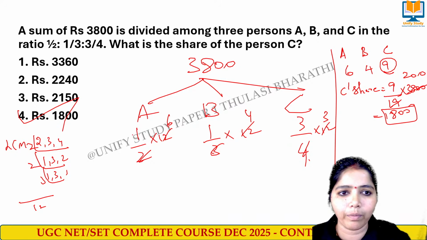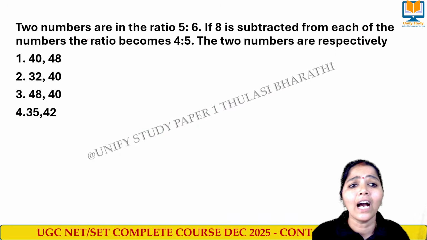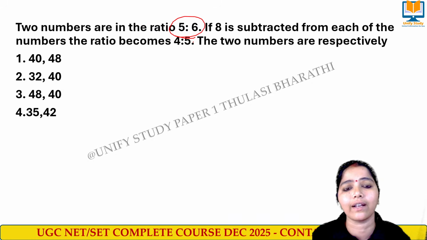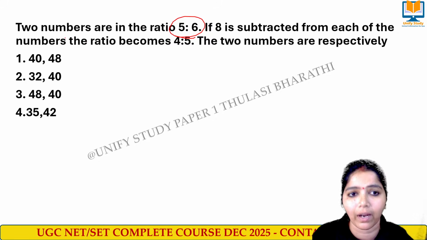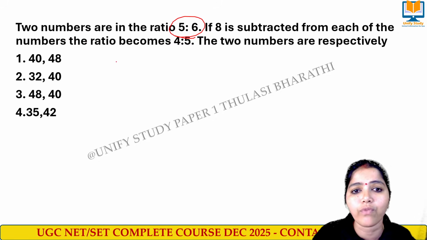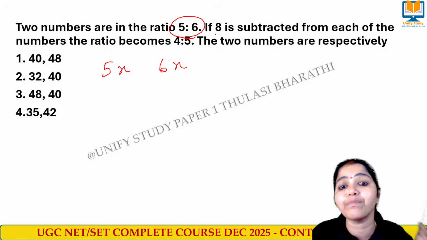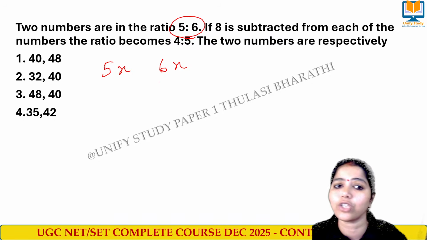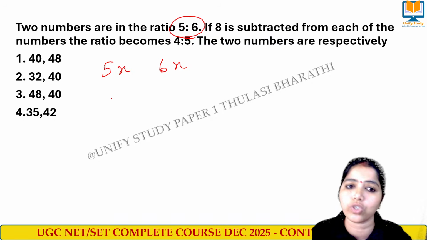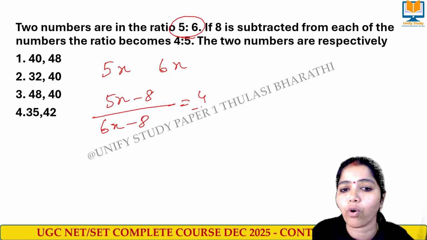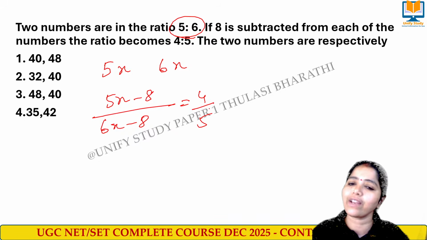Next question on board. Again, two numbers are in a ratio. See, ratios have different variants. Definite questions we can expect from this one. There are two numbers in the ratio 5:6. So we have a common number between them, that is 5x:6x. And if 8 is subtracted from each number, then the ratio becomes 4:5. 8 subtracted means 5x minus 8, then 6x minus 8. Then it becomes 4:5. Then we have to find the two numbers.